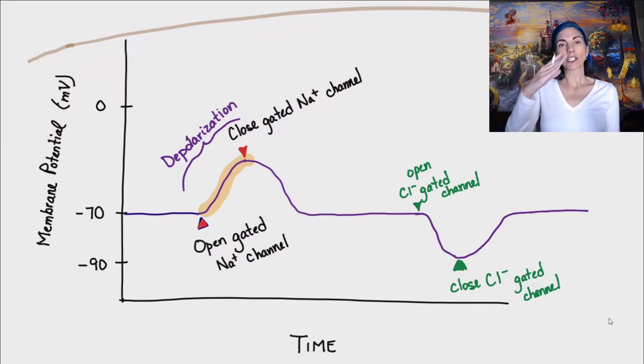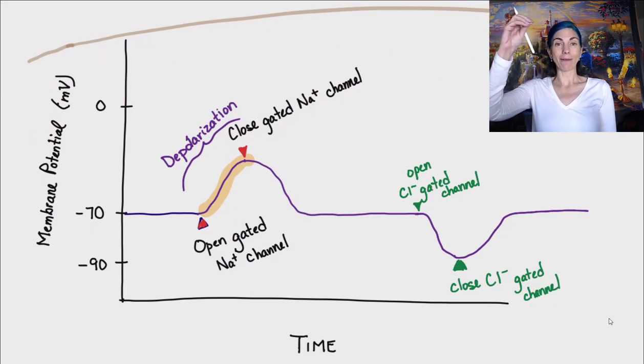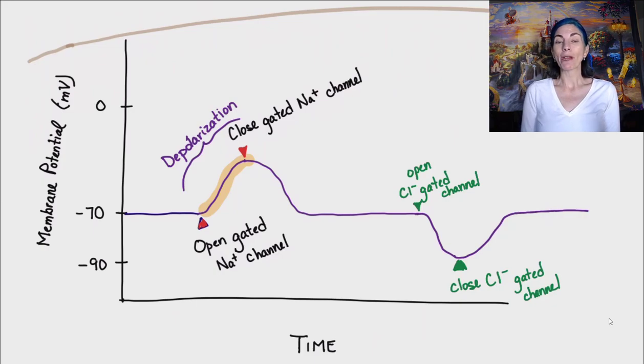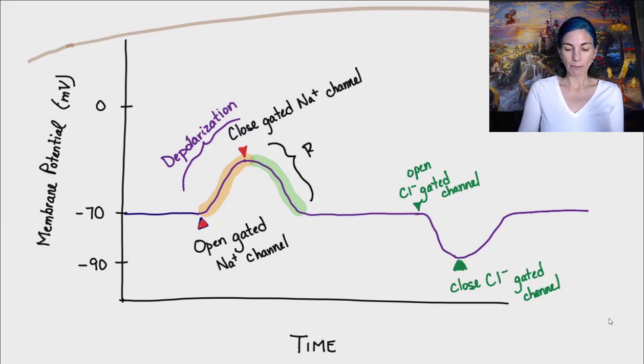So any deflection on this type of graph that goes up is going to be depolarization. Now, what happens when you've depolarized, you stop depolarizing, and then you go right back down? What do we call that? We call that repolarization. The green highlighted section is repolarization.